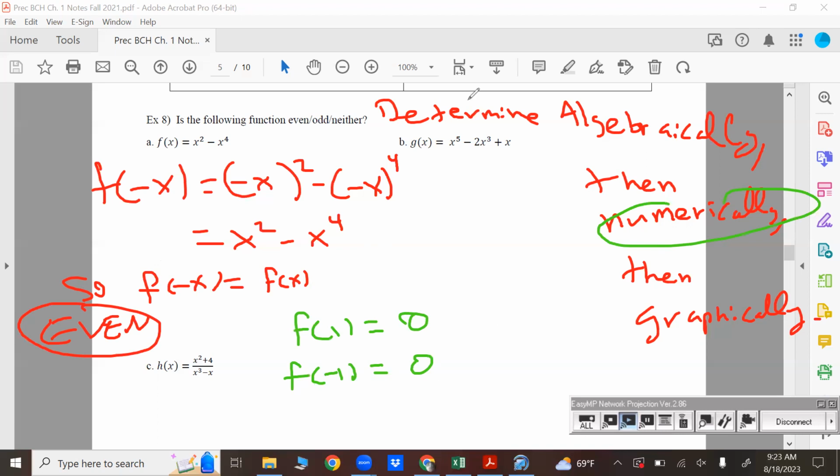Because we got 0, sometimes I might want to try a different number just to be on the safe side. So let's say if I did 2, I do get negative 12. If I do f of negative 2, I still get negative 12. So there's no sign change. They're exactly the same thing.